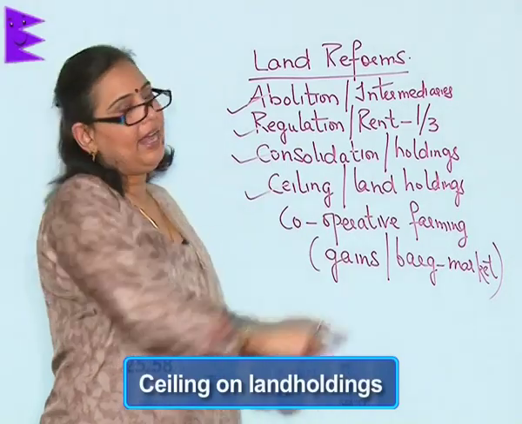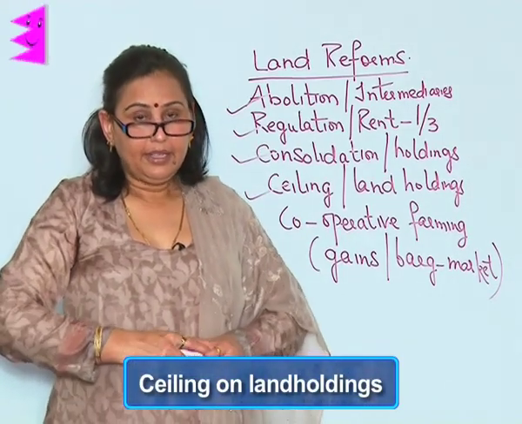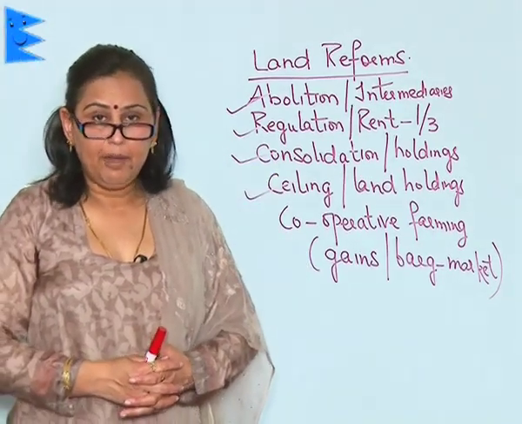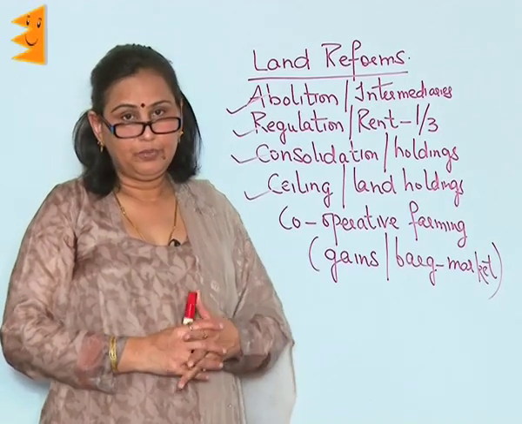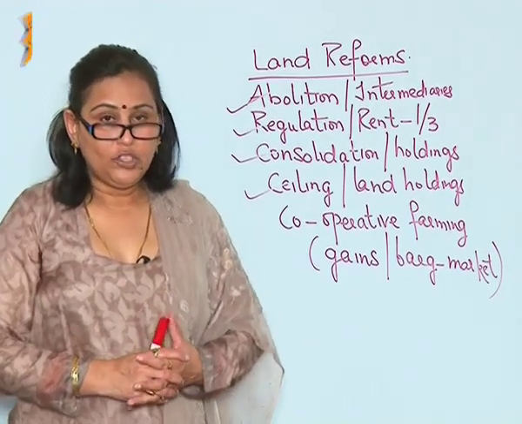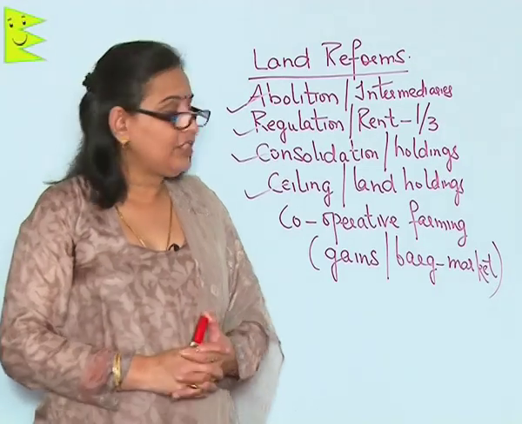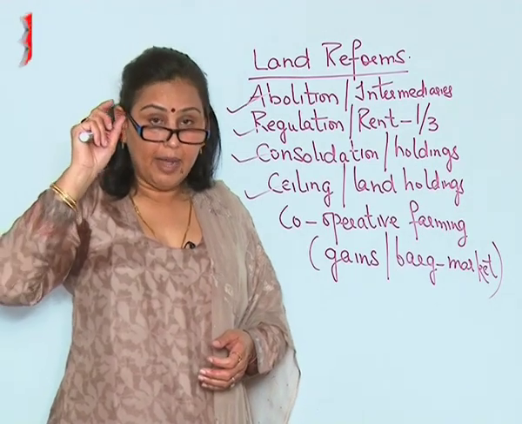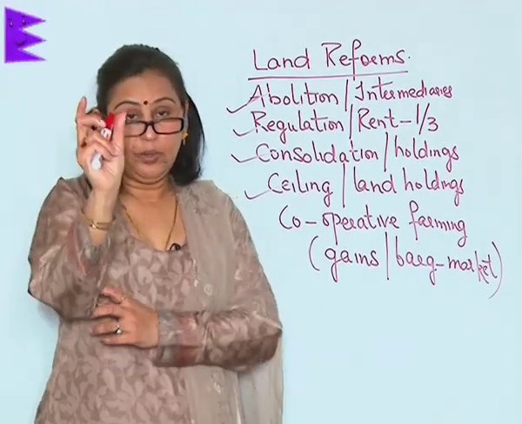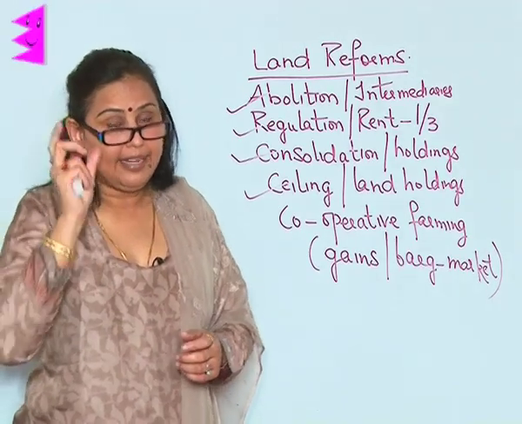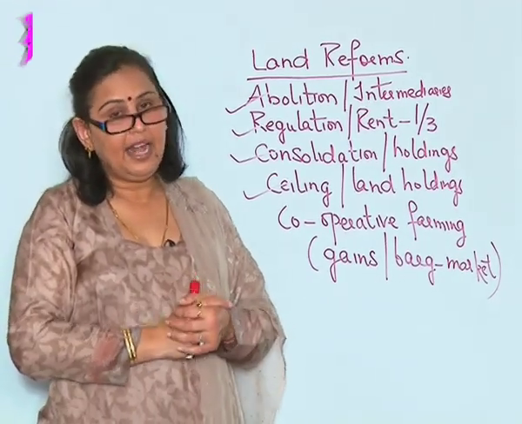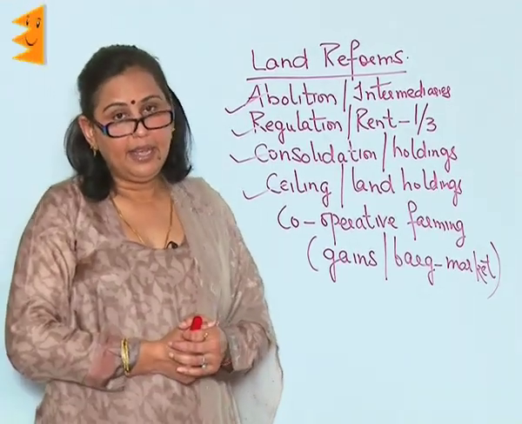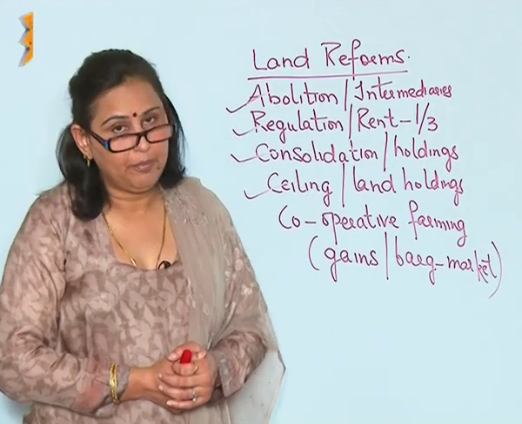Next is ceiling on land holdings. Earlier, there were farmers who had acres and acres of land and there were farmers who hardly had anything. So the government of India resorted to a policy which is called ceiling on land holdings. That is, a number has been fixed, that is, you cannot have more than that land, and the excessive land, if at all there is any, is redistributed amongst the landless laborers or the farmers.